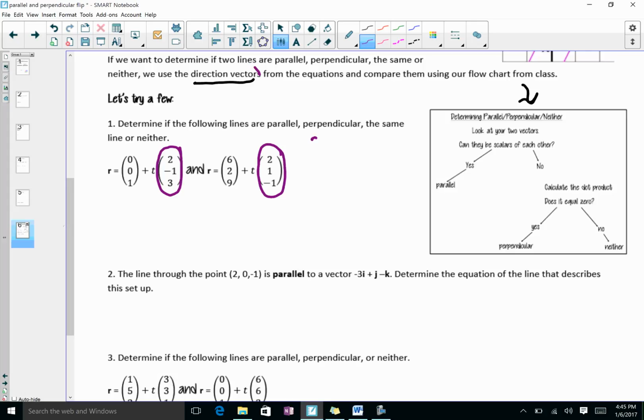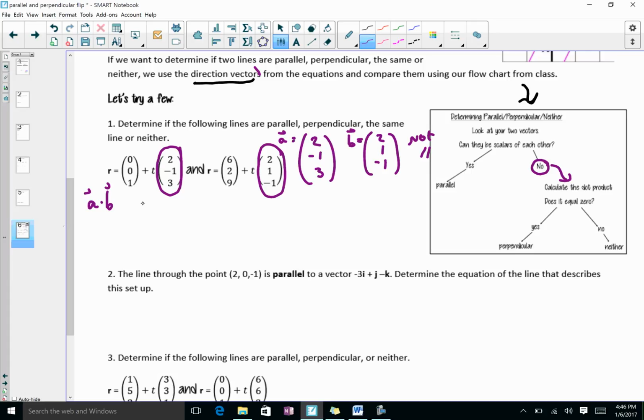I like to write them off to the side just so it's organized out of the equation. So I have 2, -1, 3 for my first vector and 2, 1, -1 for my second vector. If you'd like, you can even label them, call this one A and call this vector B, if it helps you keep even more organized. I can see just by looking at them, since they're not scalars of each other, that they're not parallel. So I have to continue on in my checklist to see if the dot product would be equal to 0. So I'm going to check the dot product of A dot B.